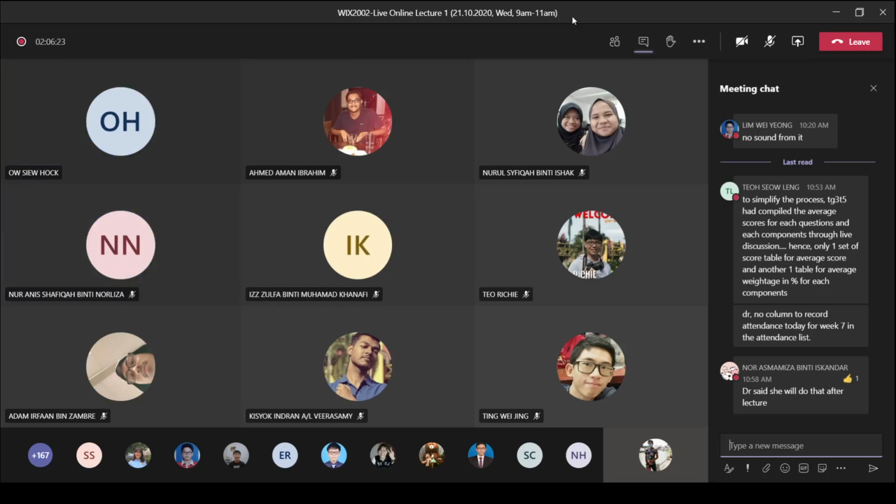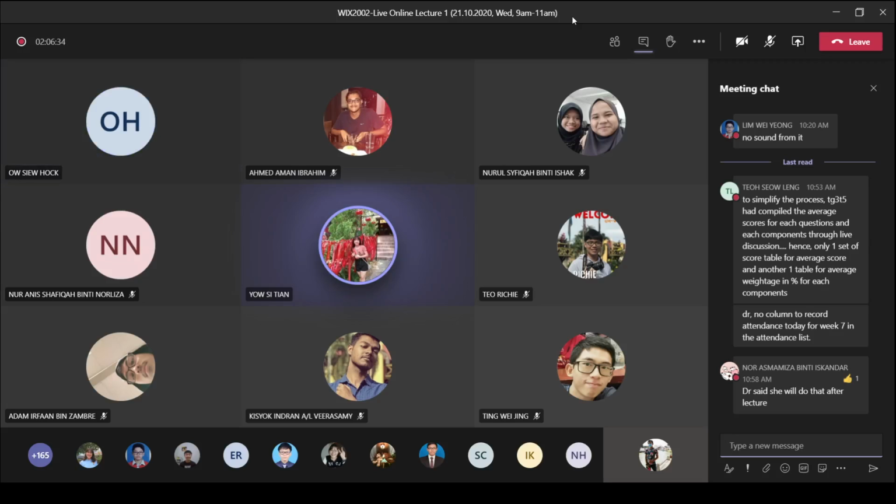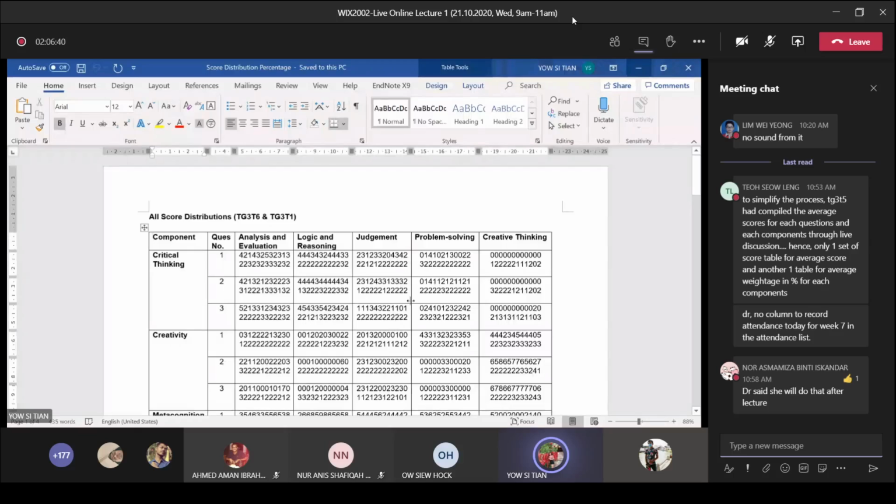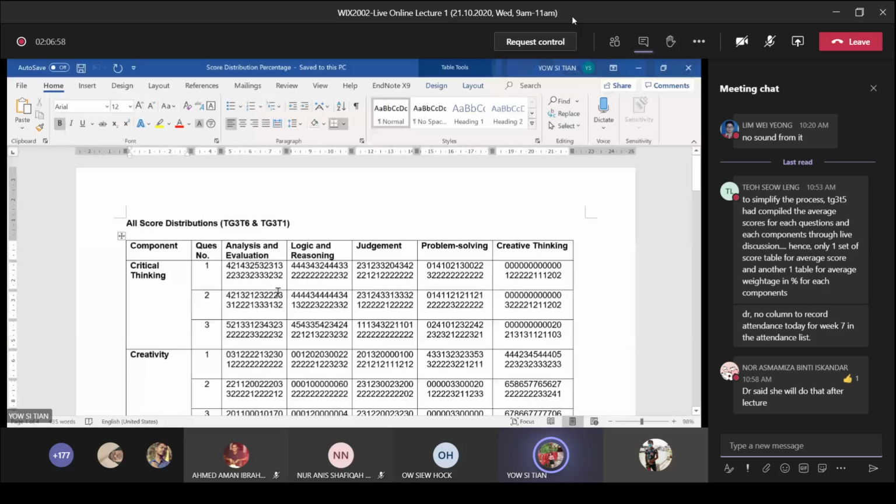Doctor, I'm from T3, T6. Can I ask about the score distribution percentage? Can I share my screen to show you? Yes, sure. Okay, wait. Can you all see my screen? Yes. This is the data that I have got from T3, our group, and T1 from the Google Drive. So we just compile all the data into this table. We have 24 sets of data here because we have 24 members in total. So is it the correct way for us to put in the data like this?